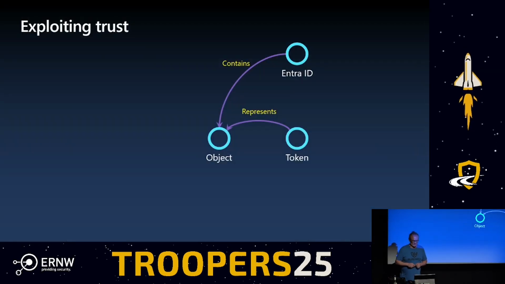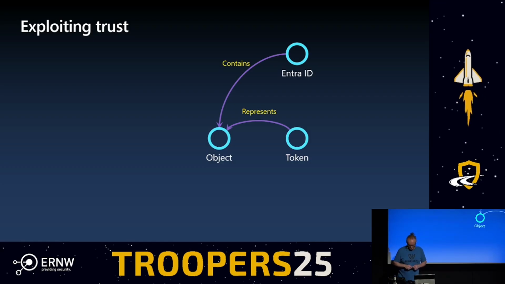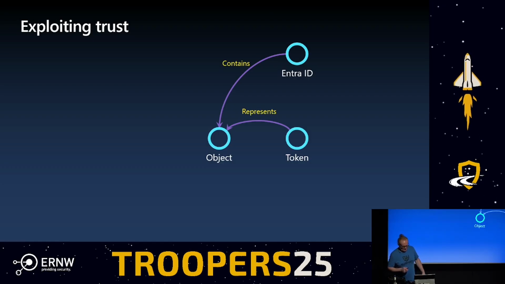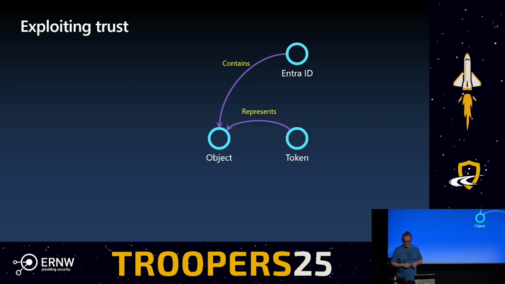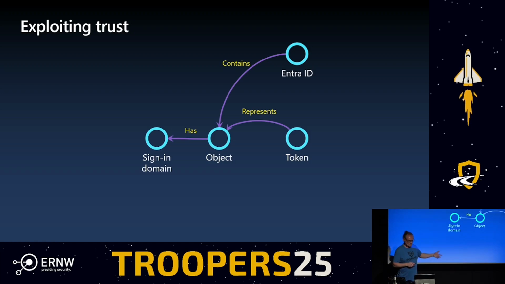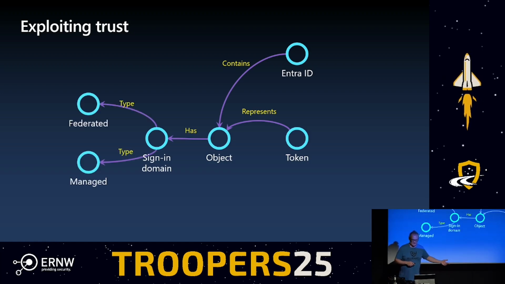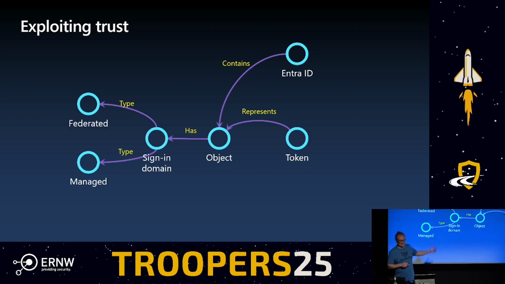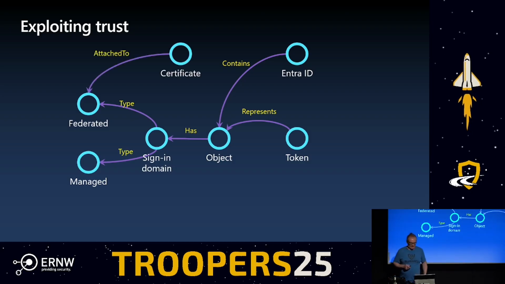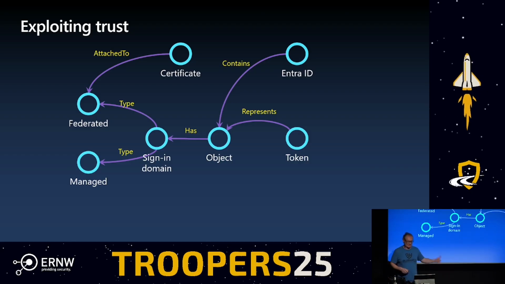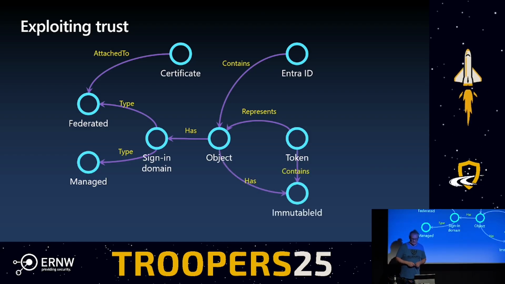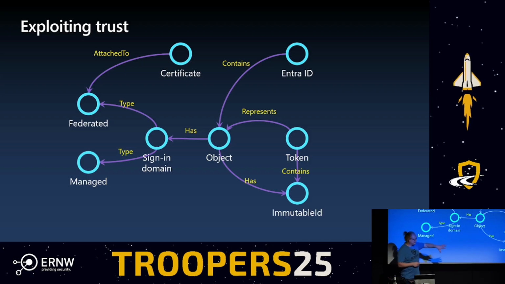Okay, then exploiting the trust. Entra ID has objects, and the token represents those objects. The objects have things like a signing domain, and there are two types: federated domain and managed domain. The certificate I mentioned, which in this case is on ADFS, is attached to a federated domain. Now, the objects also have an attribute called immutable ID, and the token has that attribute also.